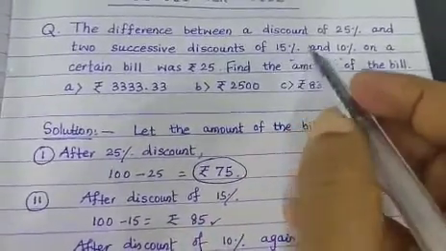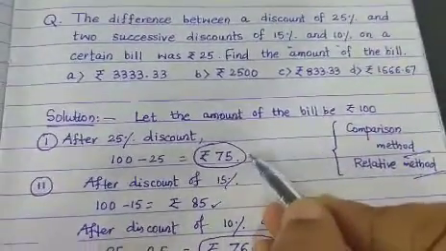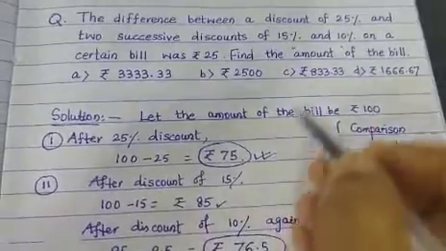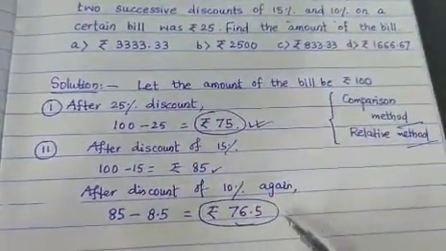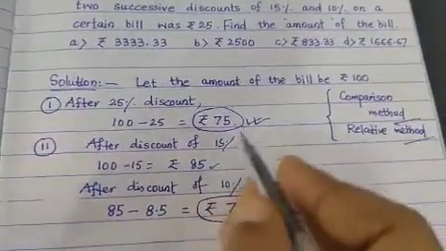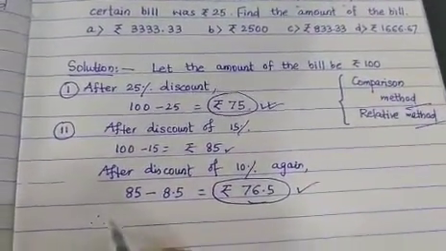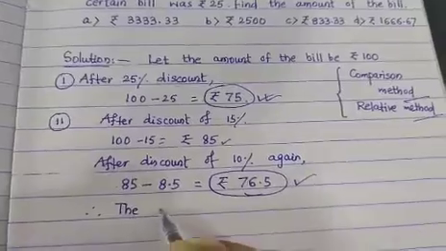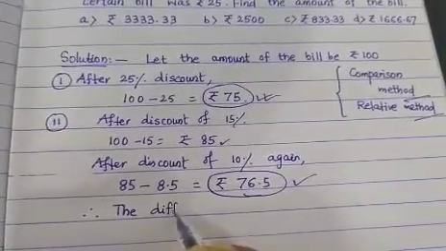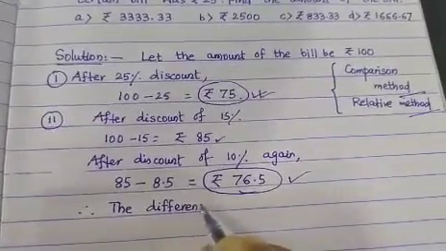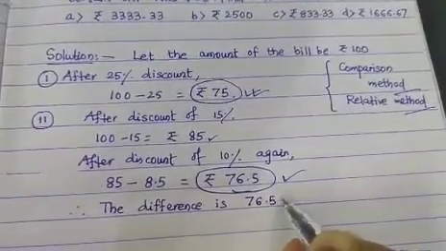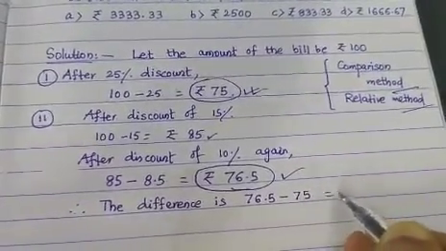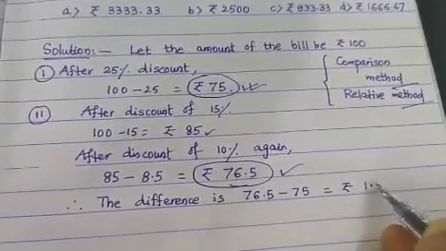If we are given a discount of 25%, then the amount is 75, and if there are two successive discounts of 15% and 10%, then it is 76.5. Then you can clearly see the difference. Therefore the difference is 76.5 minus 75, that is equal to ₹1.5.